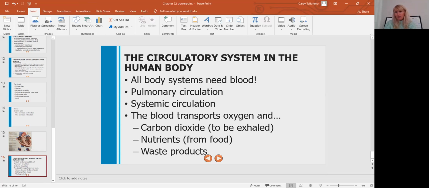So, to recap the importance of blood, why do we need it? Well, it carries oxygen. It also carries carbon dioxide because we got to get rid of that. It takes nutrients throughout our body from food that we eat and various other waste products. It helps us cycle those.